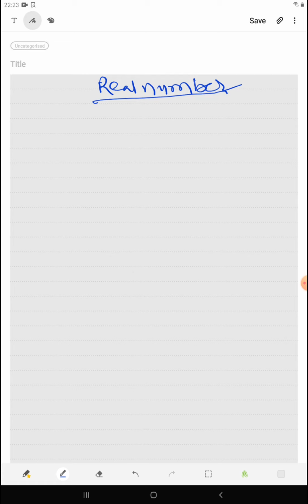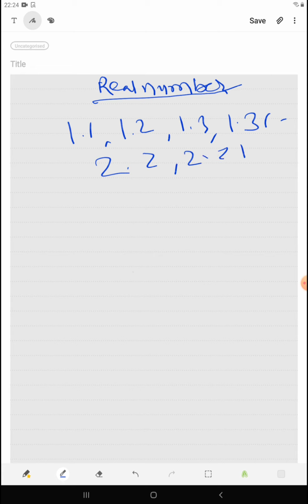So first understand what a real number is. A real number is something which has points or decimals. Any number in decimal format is a real number, like 1.1, 1.2, 1.3, 1.31, etc. It can be 2.2, 2.21. So anything that has decimals is called a real number.